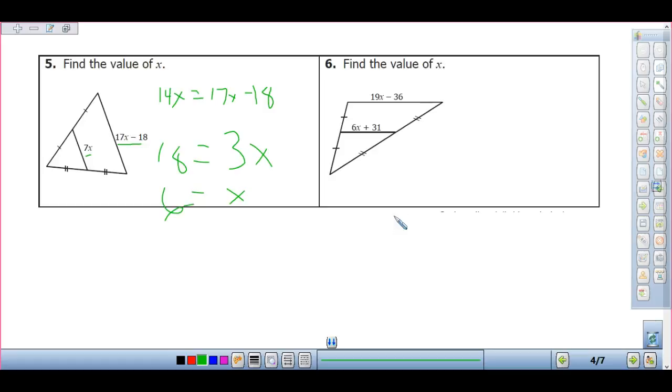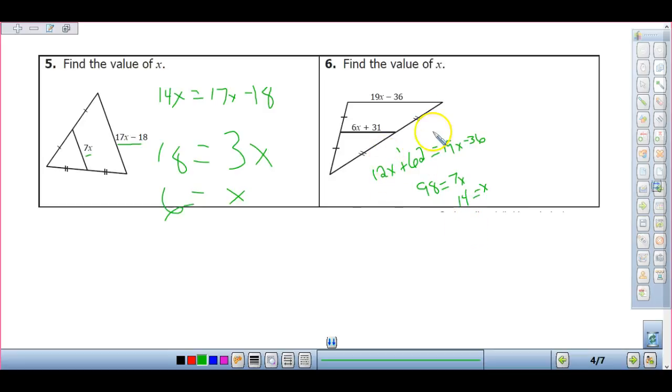Same thing here. I like to double the little one. I think it's way easier. So 12x, make sure you are distributing, plus 62 is going to be equal to 19x minus 36. So if I do this right, I end up with 7x equals 98, and x is going to be 14.